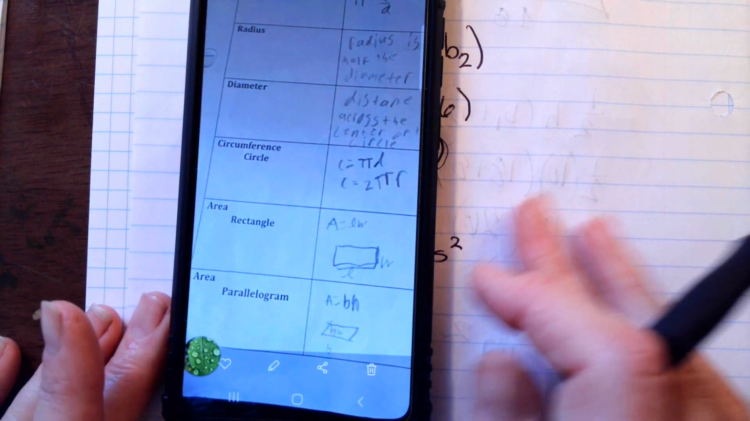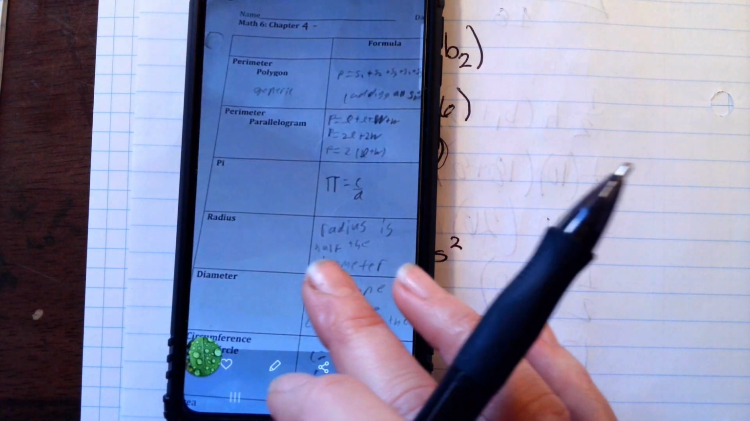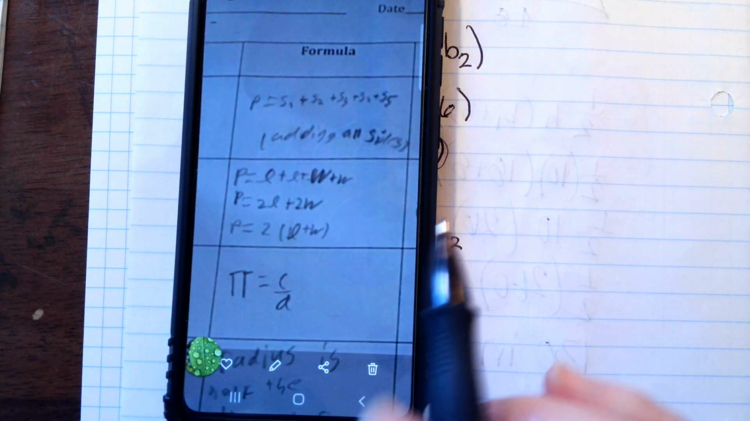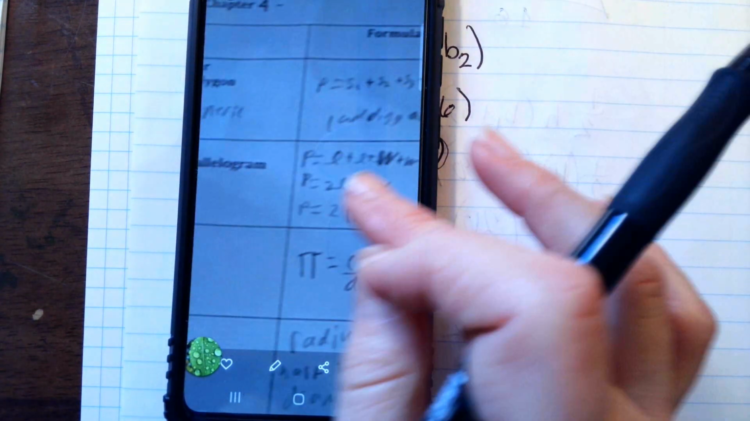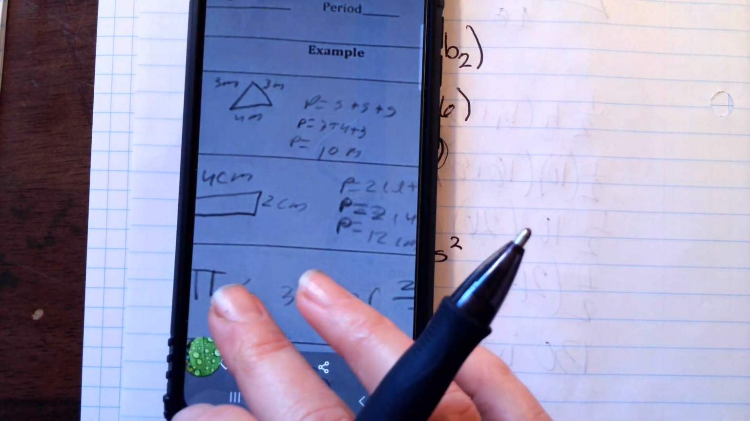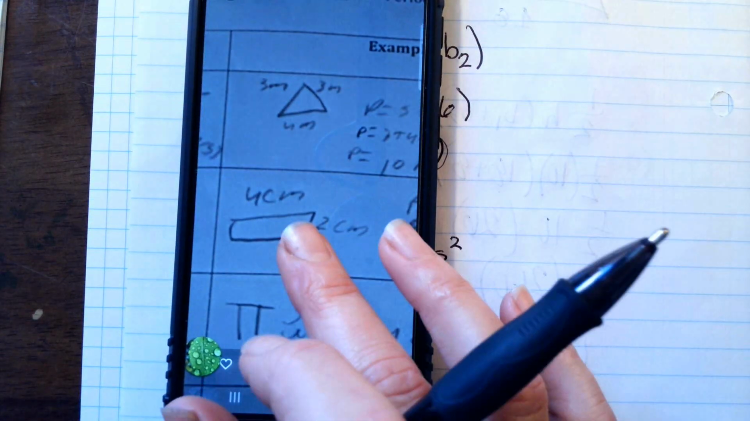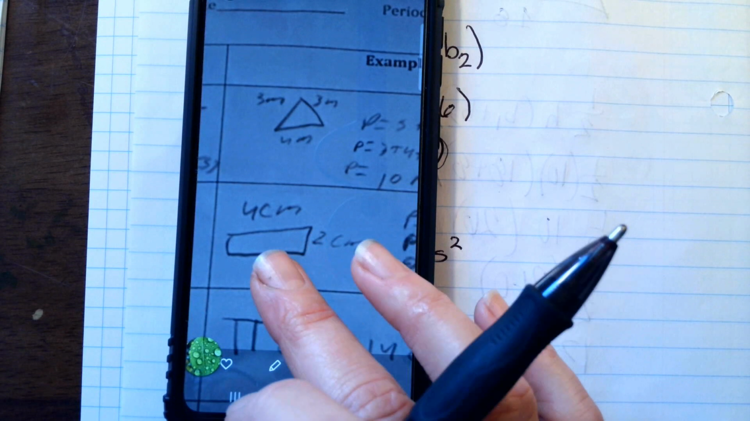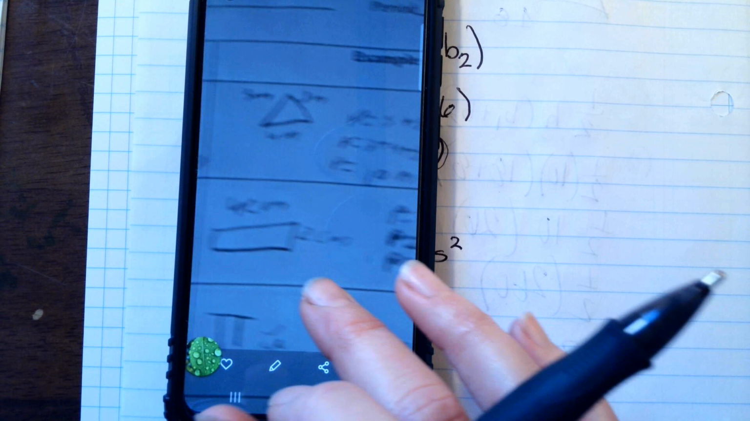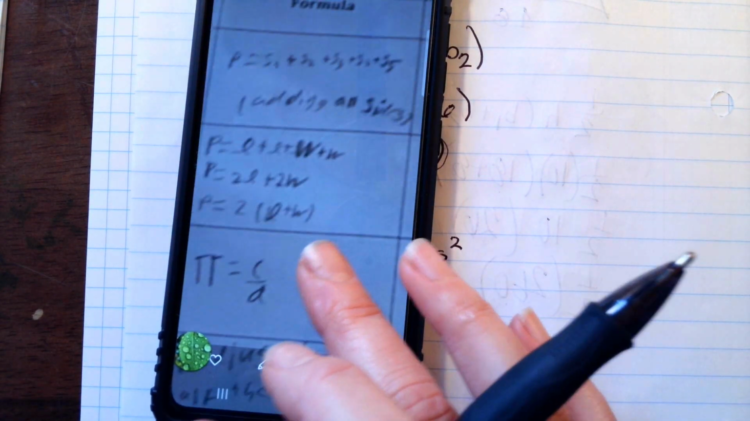Okay, how about if we just go over the formulas really quickly, and then you can tell me if you have any questions. Perimeter of a polygon: you just do side 1 plus side 2. Yeah, that's easy. An example is 3, 3, and 4, right? So you did 3 plus 3 plus 4. It looks like it's meters. And then perimeter is always in meters, area is always in units squared.